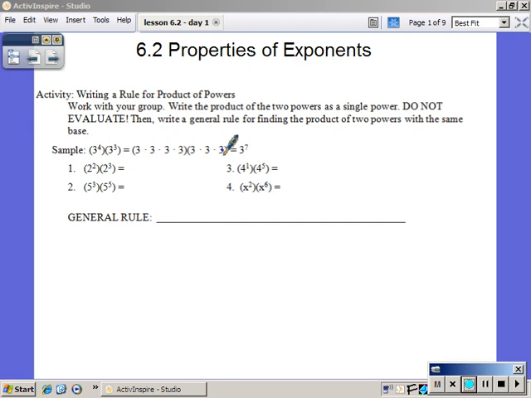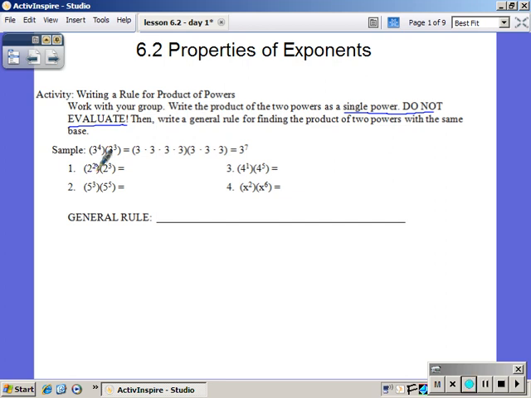Again, it says to write it as a single power, not to evaluate. So I'm not just going to press buttons on my calculator, 3 times 3 times 3 times 3, and see what that equals. I'm writing it as a power. I have 1, 2, 3, 4, 5, 6, 7 copies of 3. So 7 times I'm going to multiply 3 by itself. Going to do the same thing for those 4 examples.